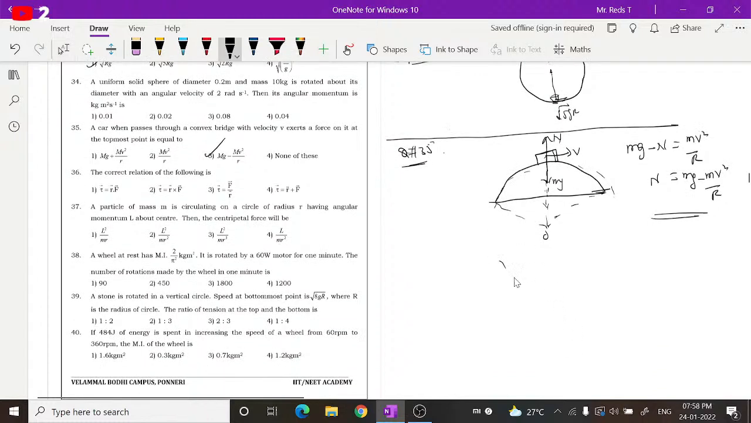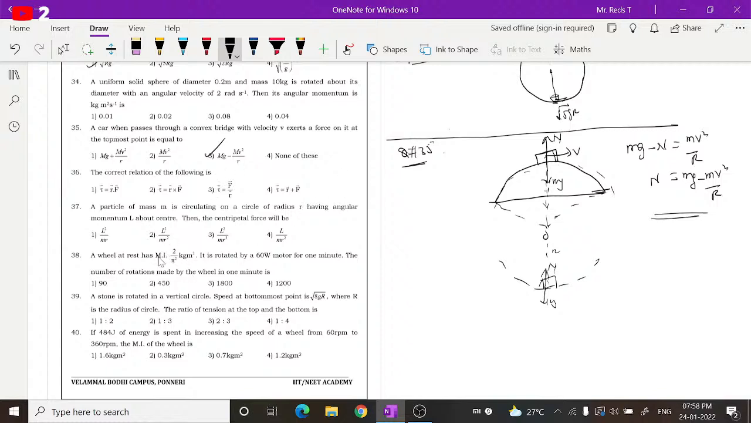Similarly, we have discussed the concave bridge also. It is the lowest point. What is the force exerted here? Here N will be here, mg will be here. If you take this as radius r, here N will be dominating. So N minus mg will be equal to the centripetal force. N minus mg, the reverse way we will get it. So in case of concave bridges, try to keep that in mind.